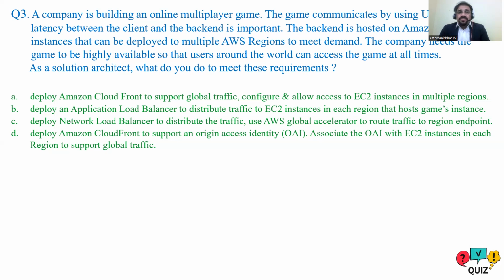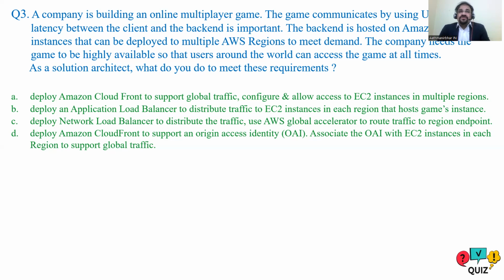Next comes option B. It is talking about application load balancer to distribute traffic to EC2 instances. How does application load balancer work? It works within the region. It cannot go out of the region. It cannot span across multiple regions. So option B is also ruled out. It will not suit our requirement.